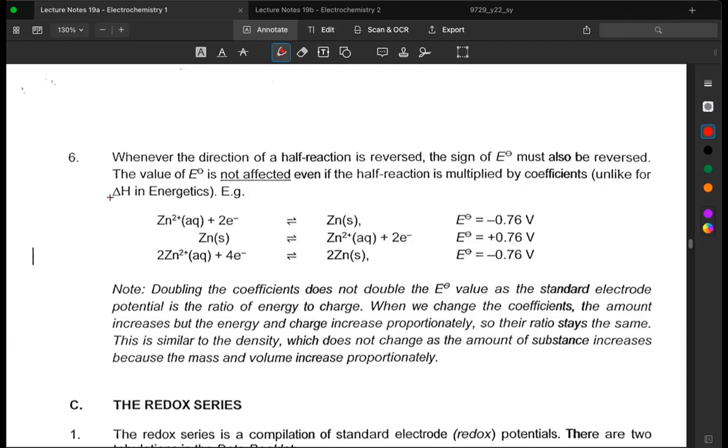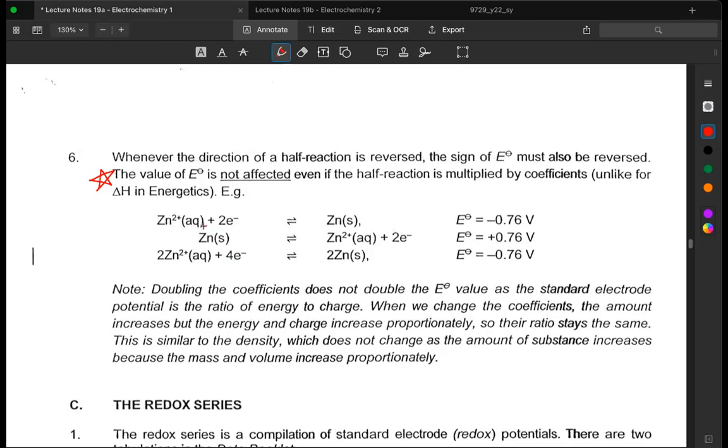So I'm going to star this. Many students are actually not aware of this, so they confuse this with enthalpy. Enthalpy is different. For enthalpy, if you multiply by the coefficient, your enthalpy change also multiplies, correct? That is true for enthalpy in the topic of energetics. But for electrochem, please bear in mind, even if you multiply the coefficient by 2,000 times, there is no change in the standard redox potential. No change.